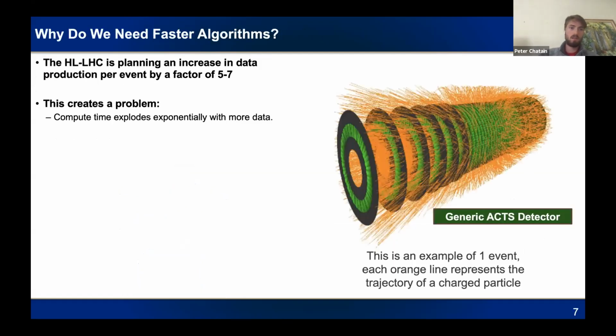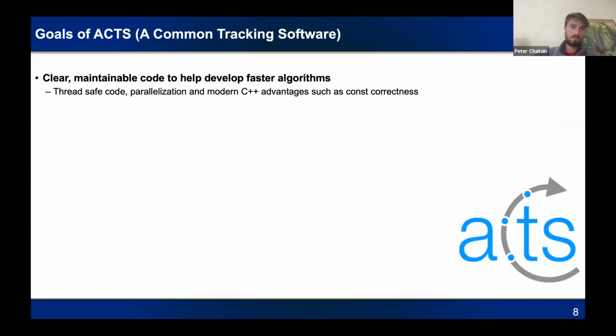And so why do we need faster algorithms? Now, the high luminosity LHC is planning an increase in data production per event by a factor of around 5 to 7. And this creates a problem because the current algorithms' compute time will explode when this happens. And so part of the goal of ACTS is to help develop these faster algorithms.